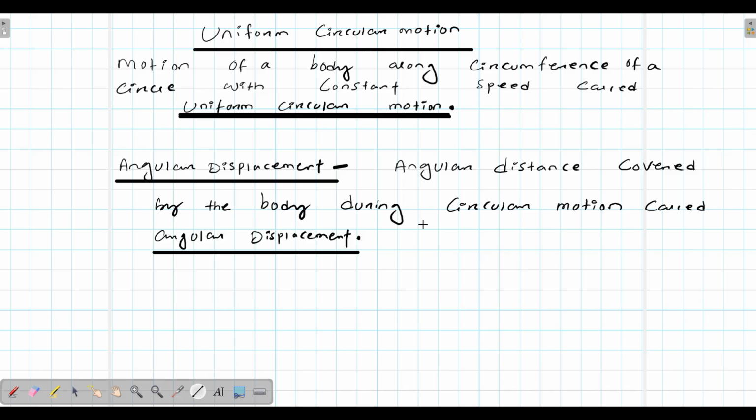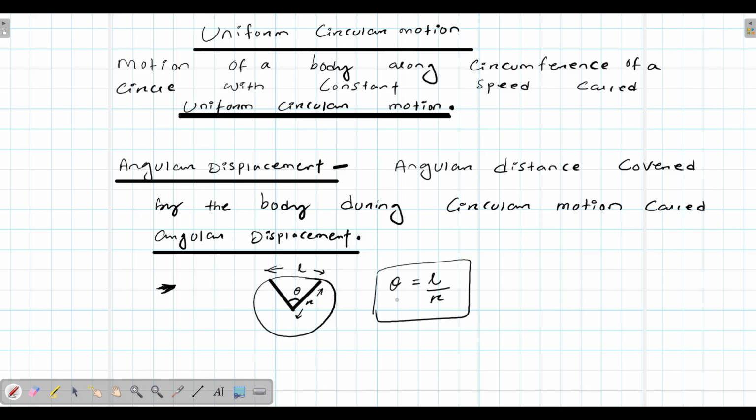Angular displacement can be represented as theta equals to L by R. For anti-clockwise motion it is directed outward, and for clockwise motion it is directed inward. That is angular displacement.